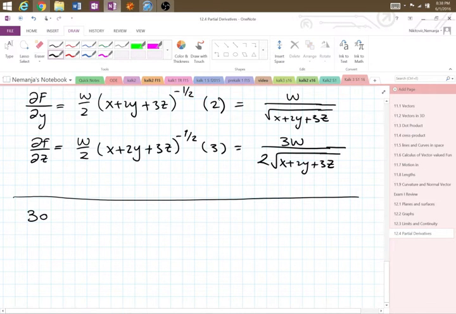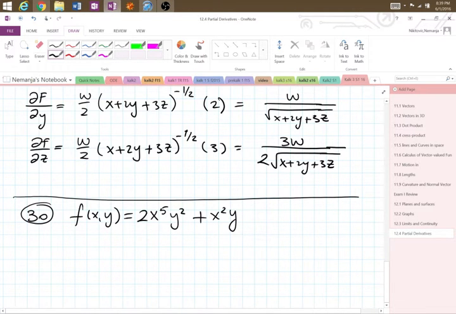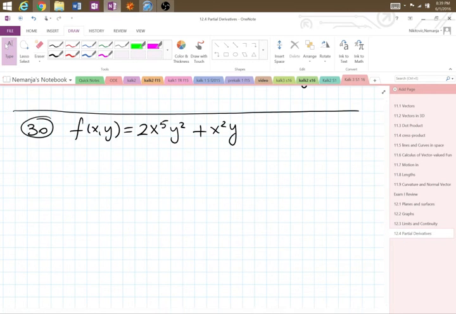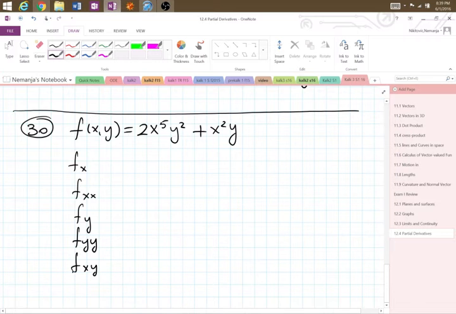Problem 30. 2x to the 5y squared plus x squared y. And let's find fx, fxx, fy, fyy, fxy, and fyx.